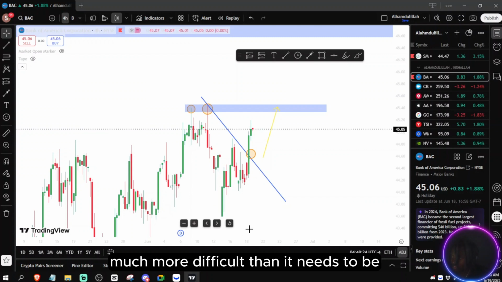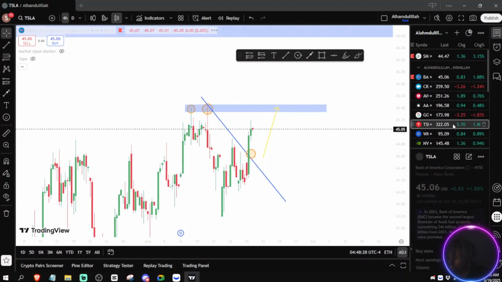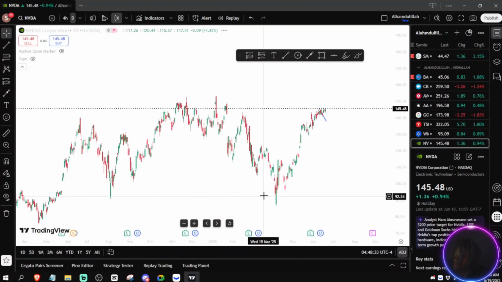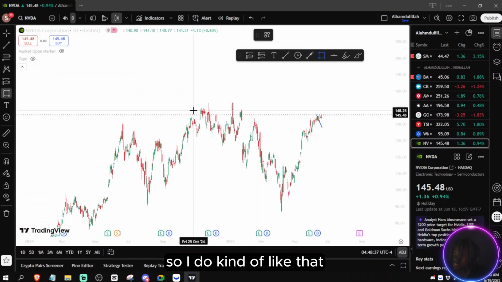Don't make trading much more difficult than it needs to be. As you guys can see, I'm up in a profitable trade. So let me go ahead and show you another example. NVIDIA. I see there's some more all-time highs upside here, so I do kind of like that.